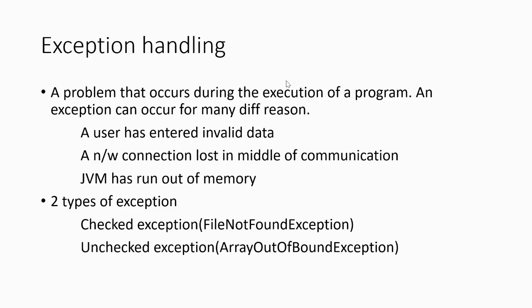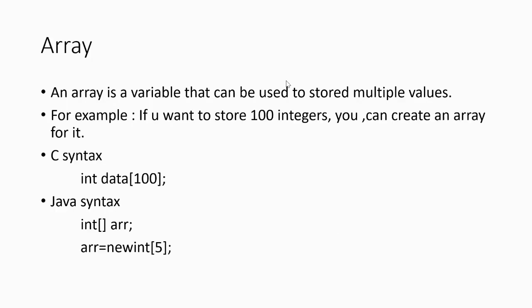Exception handling is in Java. Exception handling is nothing but a problem that occurs during the execution of a program. An exception can occur for many different reasons: a user has entered invalid data, a network connection is lost in the middle of communications, or the Java virtual machine has run out of memory. These are examples. There are two types of exception: checked exception and unchecked exception. A checked exception is a FileNotFoundException, and an unchecked exception is an ArrayIndexOutOfBoundsException.